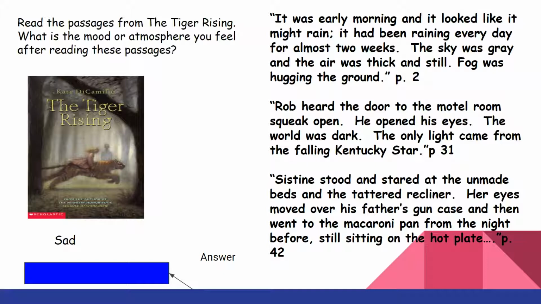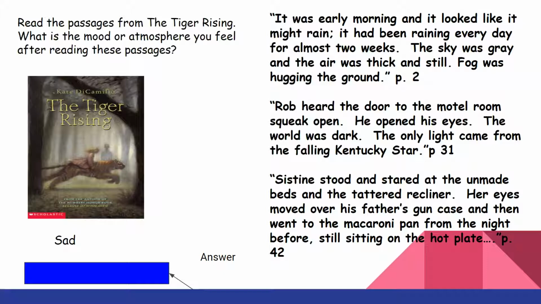Rob heard the door to the motel room squeak open. He opened his eyes. The world was dark. The only light came from the falling Kentucky Star. Sistine stood and stared at the unmade beds and the tattered recliner. Her eyes moved over his father's gun case and then went to the macaroni pan from the night before, still sitting on the hot plate.